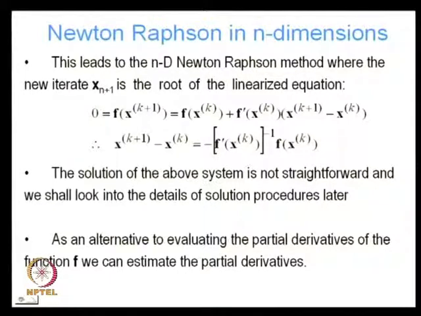But one thing to note is that evaluating these partial derivatives is expensive. What does Newton's algorithm in multi dimensions require? It means that at every iteration I have to evaluate that n by n matrix of partial derivatives. And not only do I have to evaluate it, I have to invert it also.